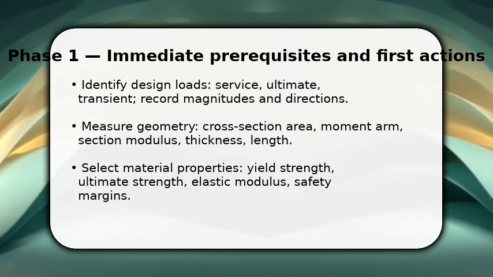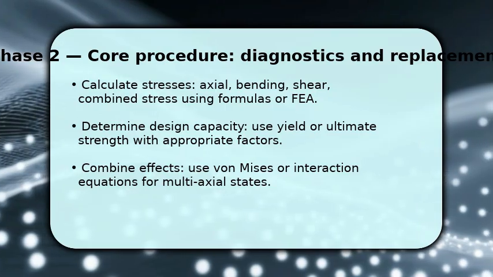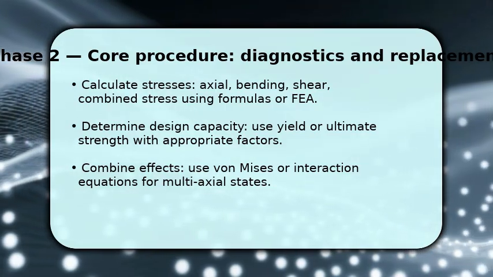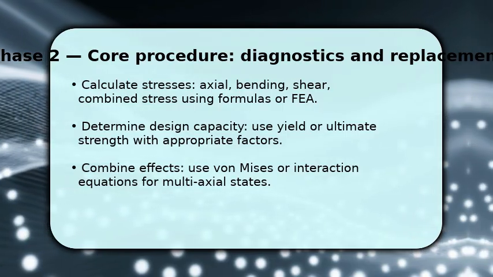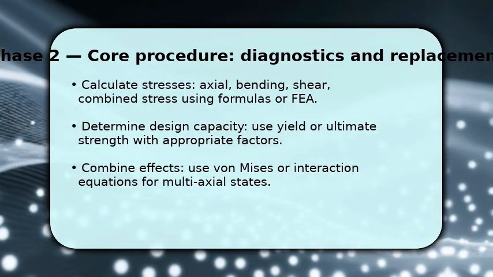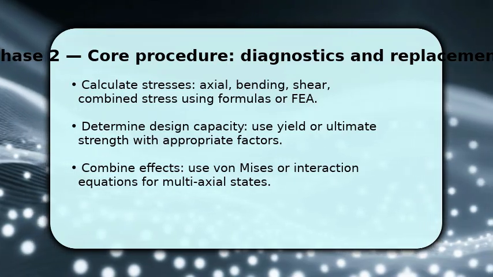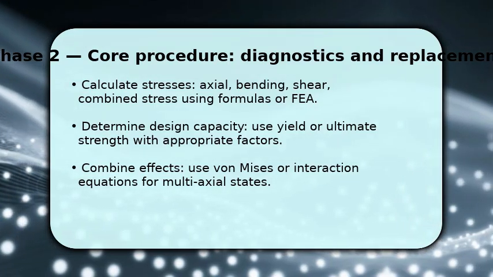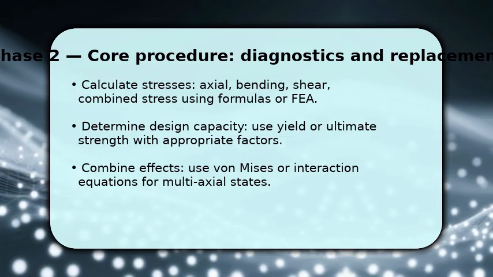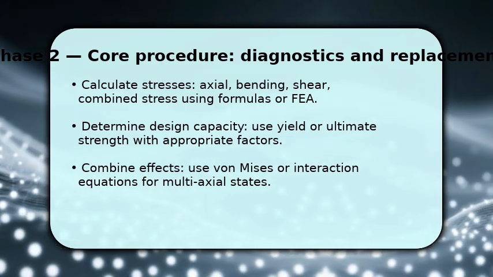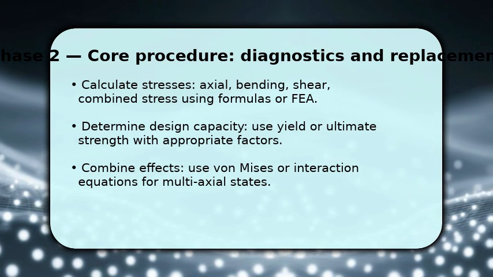You now compute the internal stresses produced by the loads you documented. Calculate axial stress as load over area, bending stress from M over section modulus, and shear stress from shear force and area. For complex parts, run a simple FEA. Then compute the component capacity using the chosen material strength. Apply reduction factors for safety or code requirements. Next, combine stresses with von Mises or interaction equations so you have a single demand number to compare against capacity.